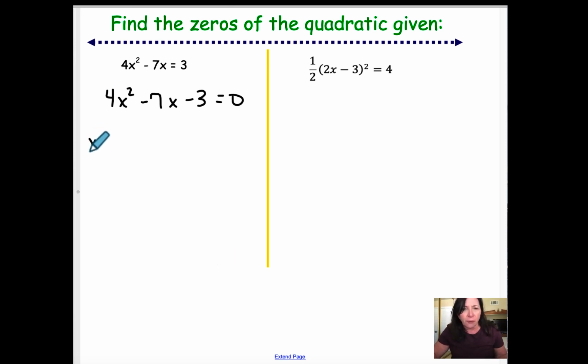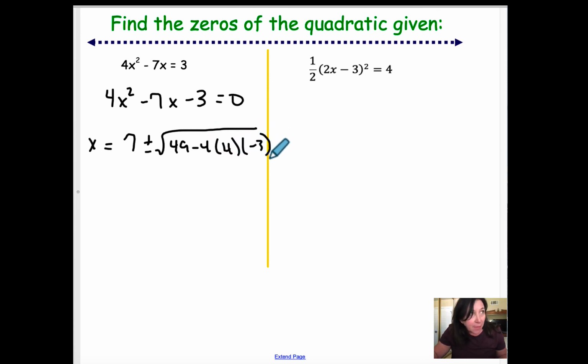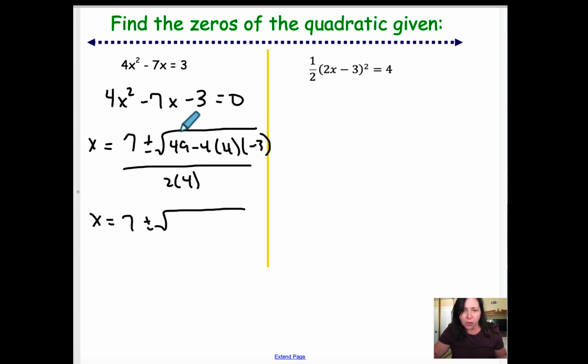We're going to use the quadratic formula. x equals the opposite of b, plus or minus the square root of b squared, we just did this, 49 minus 4 times a times c, and this is all over 2a, okay? So we have x equals 7 plus or minus the square root of 16 times 3, 48 plus 49, that's 97, all over 8.